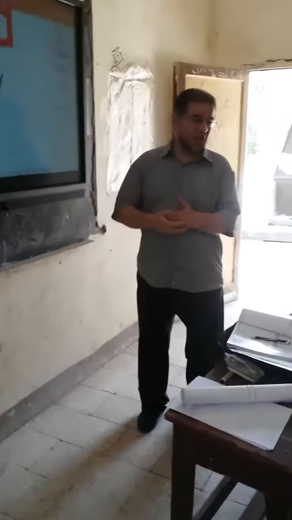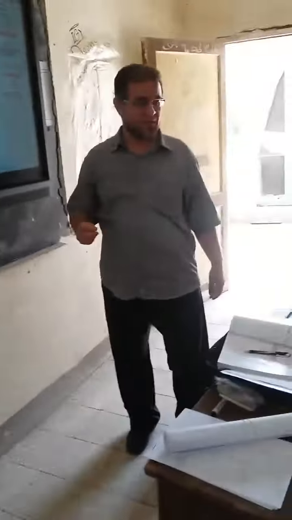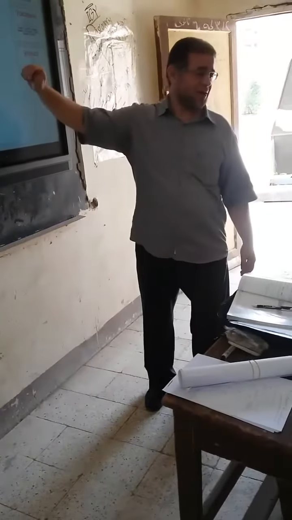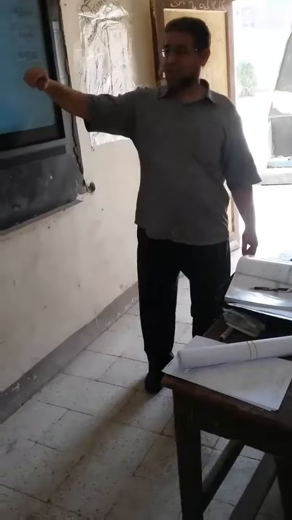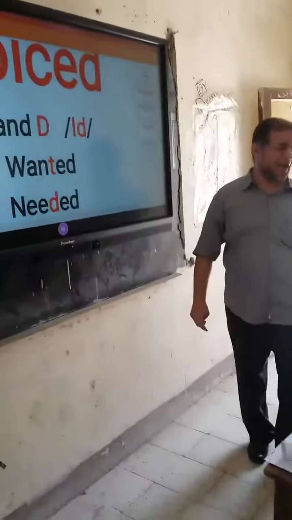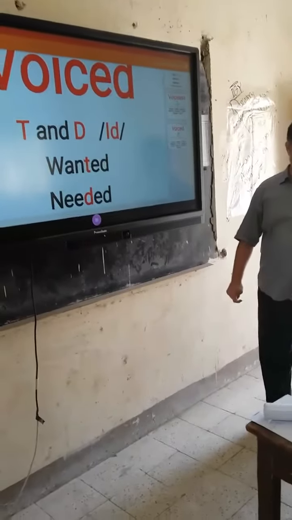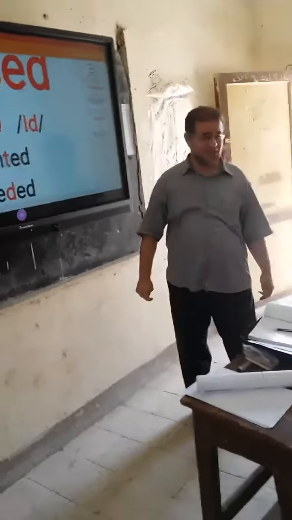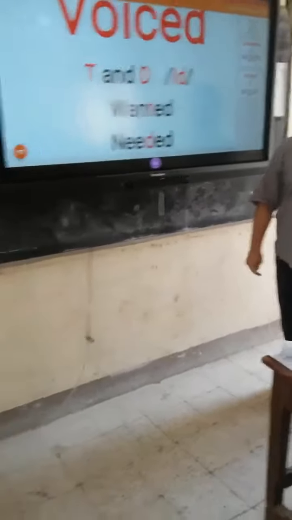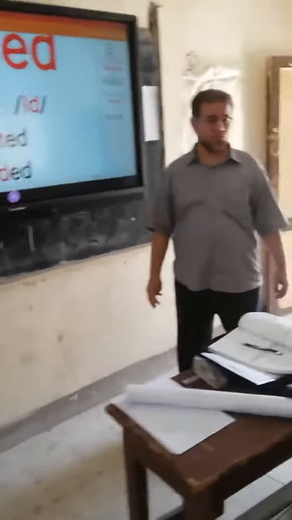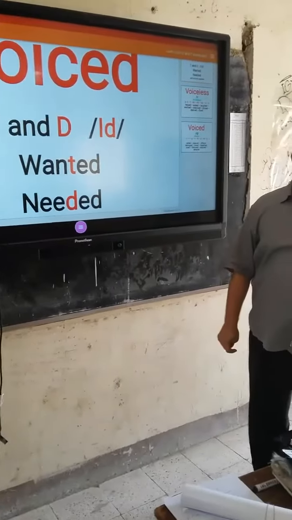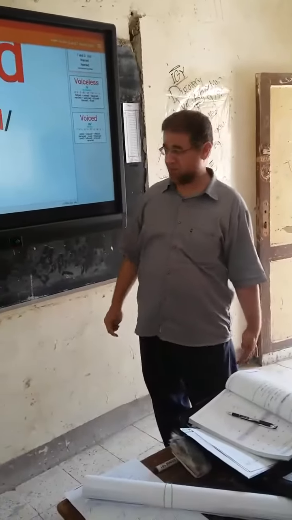So we have three kinds of verbs in the past simple tense. We have voiced sound, the sound t and d, and we add an extra syllable here. We add an id syllable at the end of the verb. For example, wanted and needed. Wanted, needed. We add an extra syllable here.